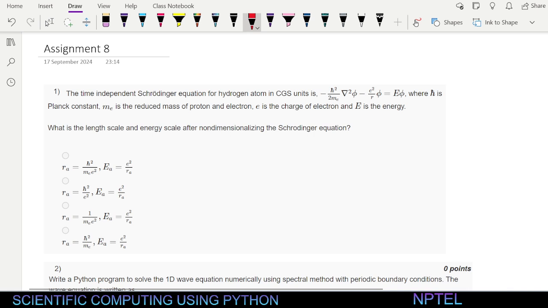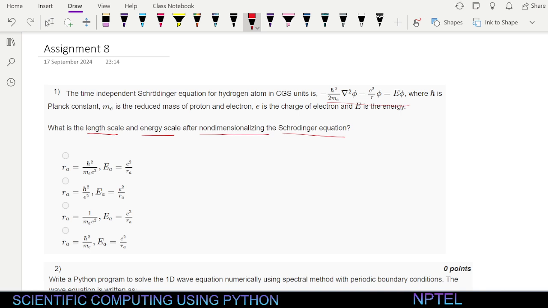Okay, so there are a couple of coding questions, maybe three or four, but we'll do the theoretical questions first. The first one: the Schrodinger equation is given, and what is the length scale and energy scale after non-dimensionalizing the equation? We have probably done this earlier.